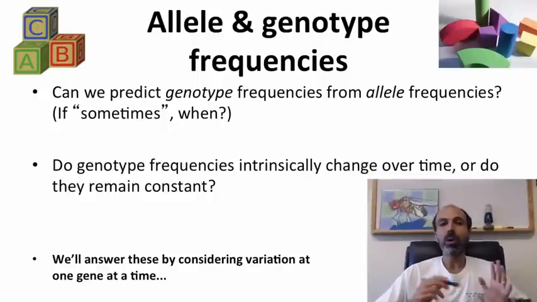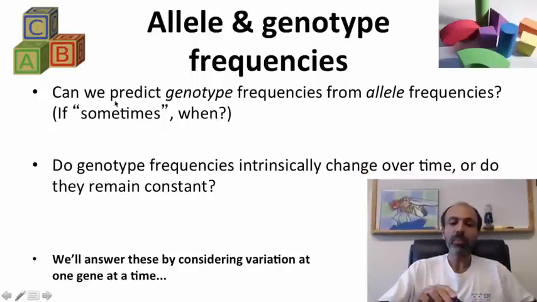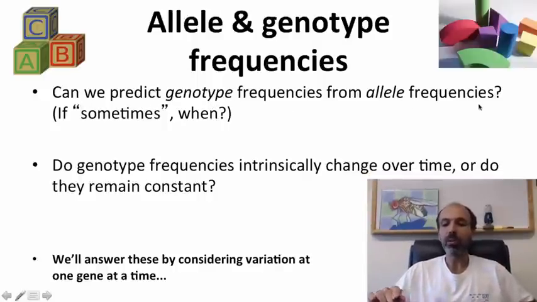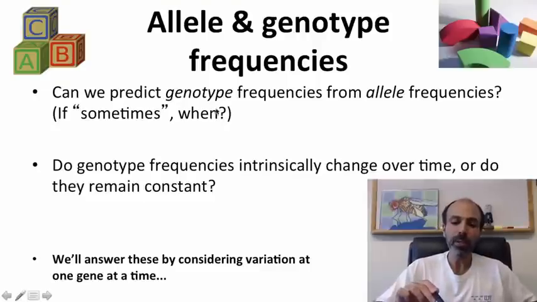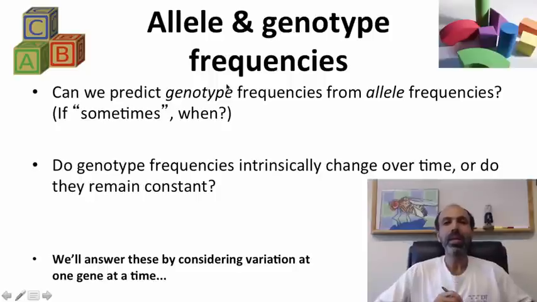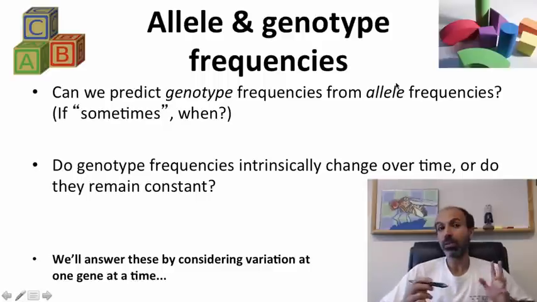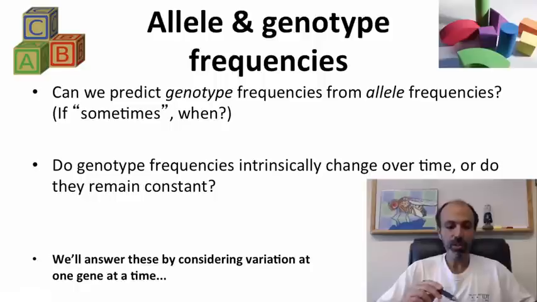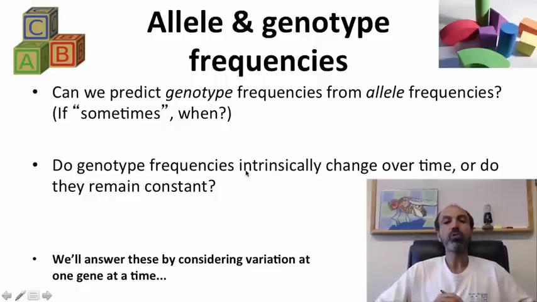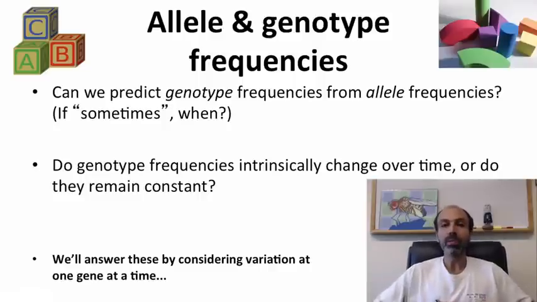Now let me ask a couple of broader questions first. First, can we predict genotype frequencies if we know allele frequencies? If we know how abundant different genotypes like big A, big A, big A, little a, and little a, little a are in a population, can we get from this to allele frequency? And if the answer is sometimes, when can we? The other question is, do genotype frequencies intrinsically change over time, or do they remain constant? Let's assume, for example, that big A is dominant over little a. Do we expect over time big A's to become more common just because of dominance?